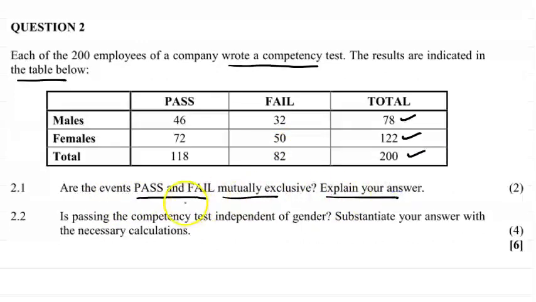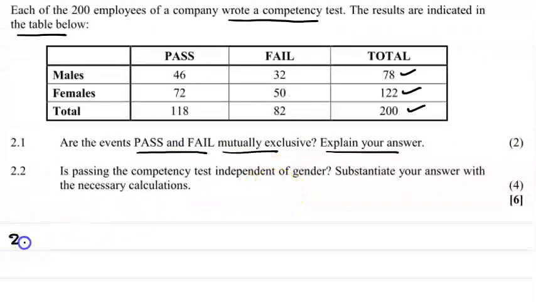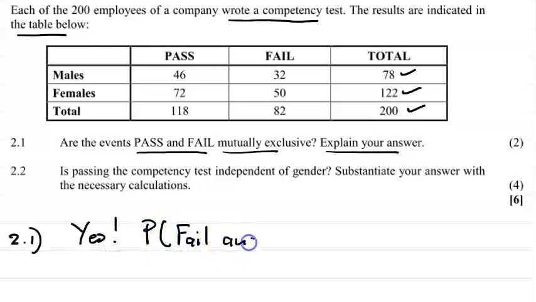Are the events pass and fail mutually exclusive? Explain your answer. Now remember that for mutually exclusive events, the probability of pass and fail must equal 0. And in this case, yes, that is true because you cannot pass and fail a test at the same time. So our solution for 2.1 will be yes, because the probability of anybody passing and failing at the same time, so if you fail and pass, will equal 0. So the probability of fail and pass will equal 0.